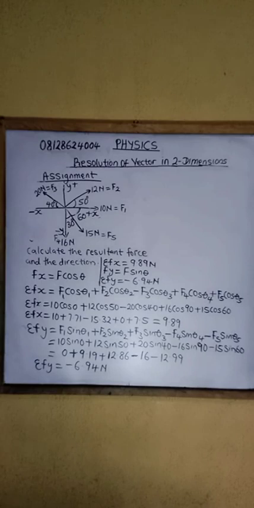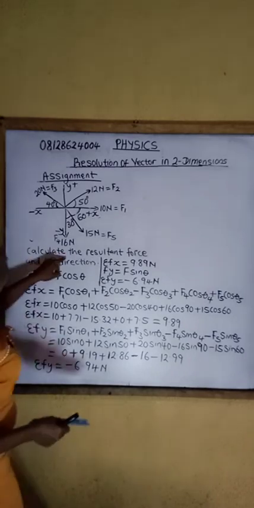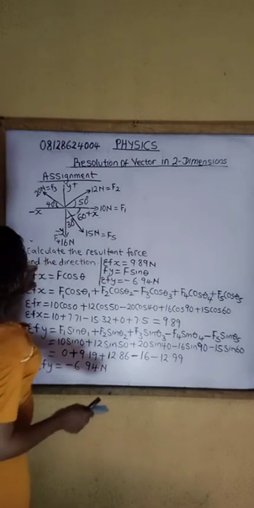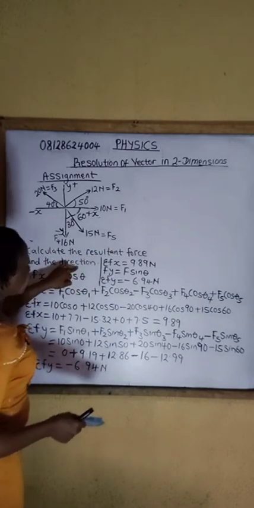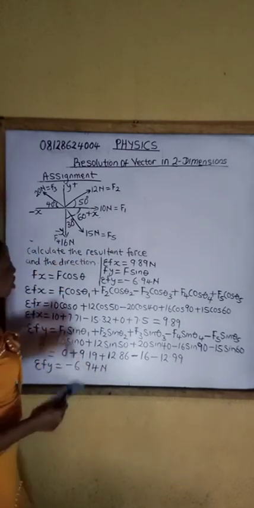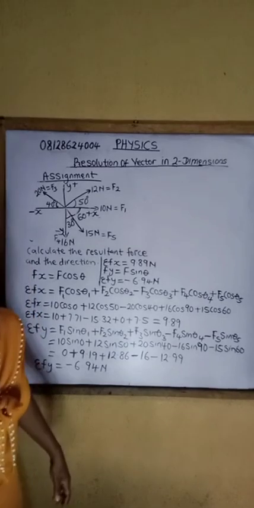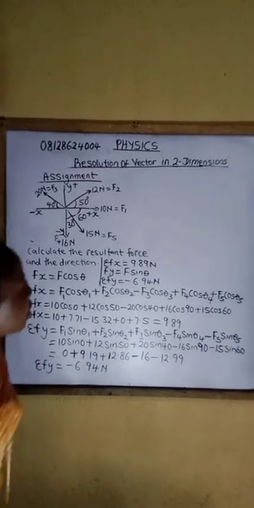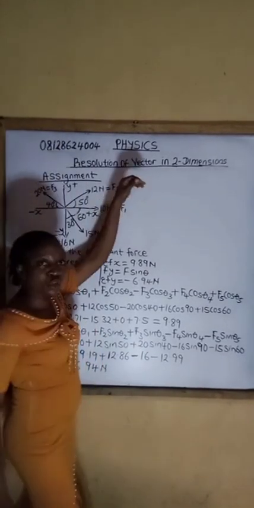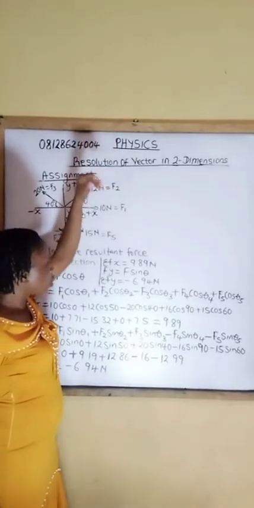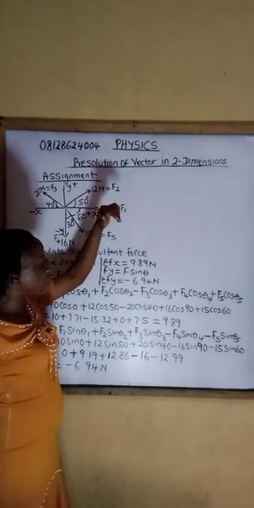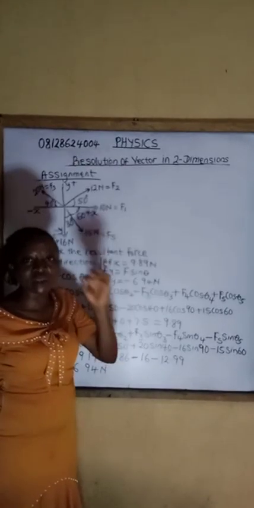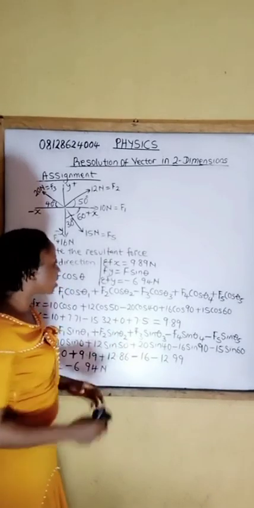No. So let's look for the resultant. Don't forget that we want to calculate the resultant first and the direction. Now, let's look at this diagram. I'm going to use it to form a triangle. So from there, we know how we arrive at using Pythagoras theorem to look for the resultant.